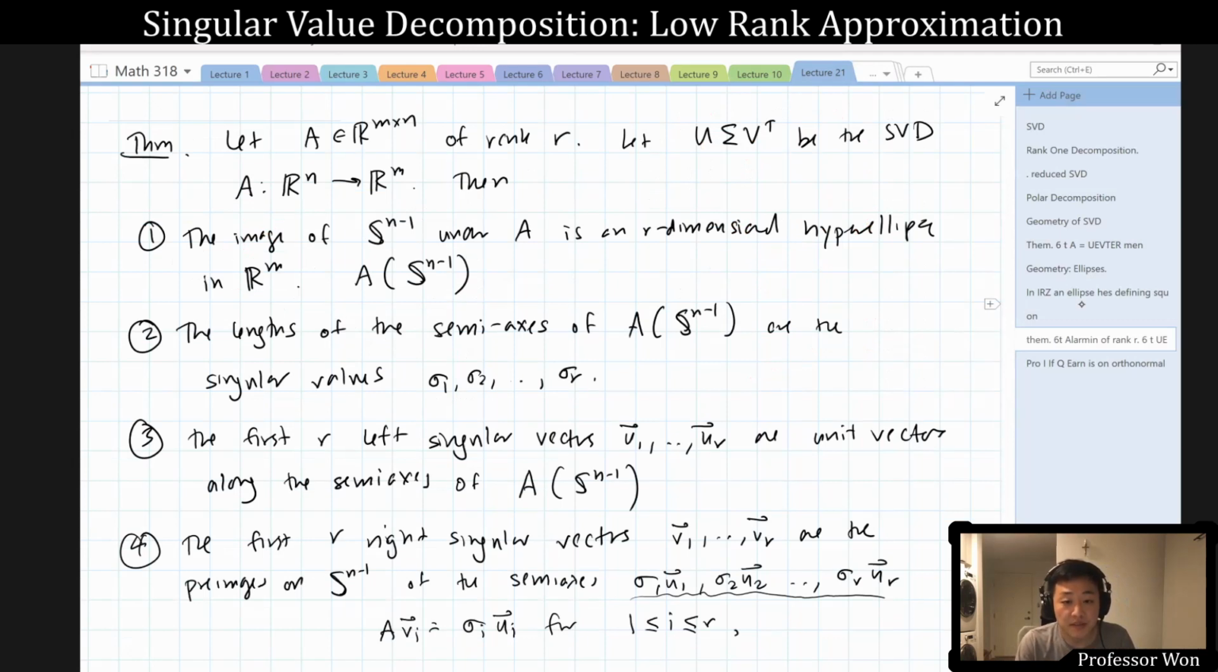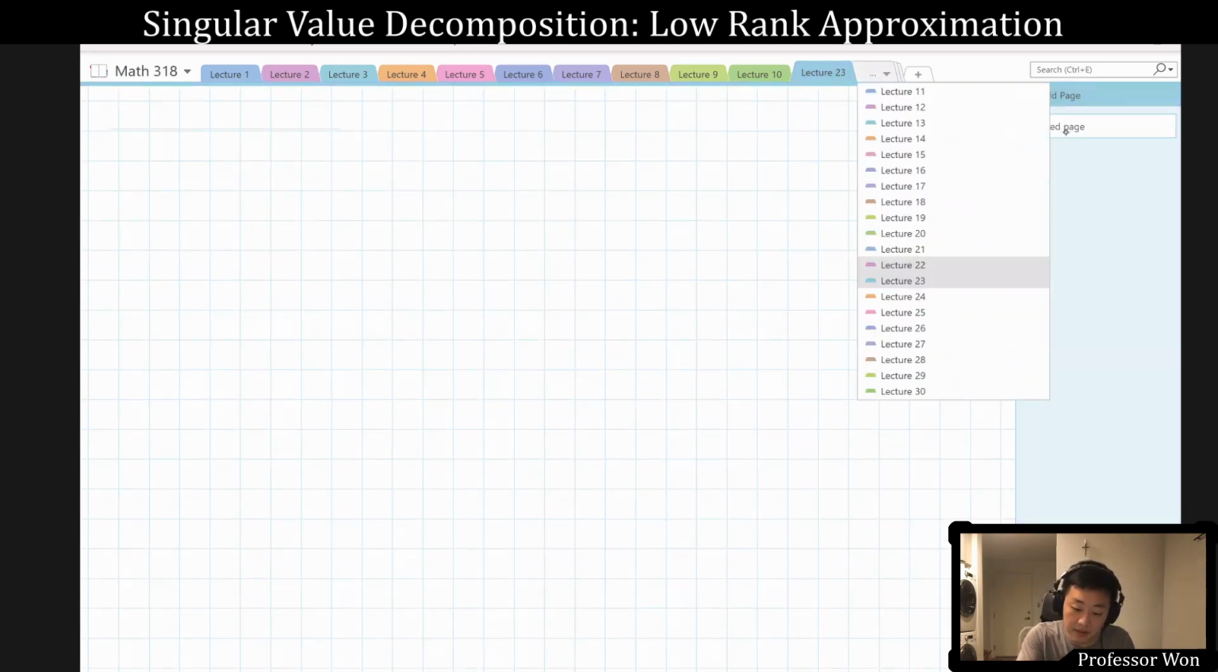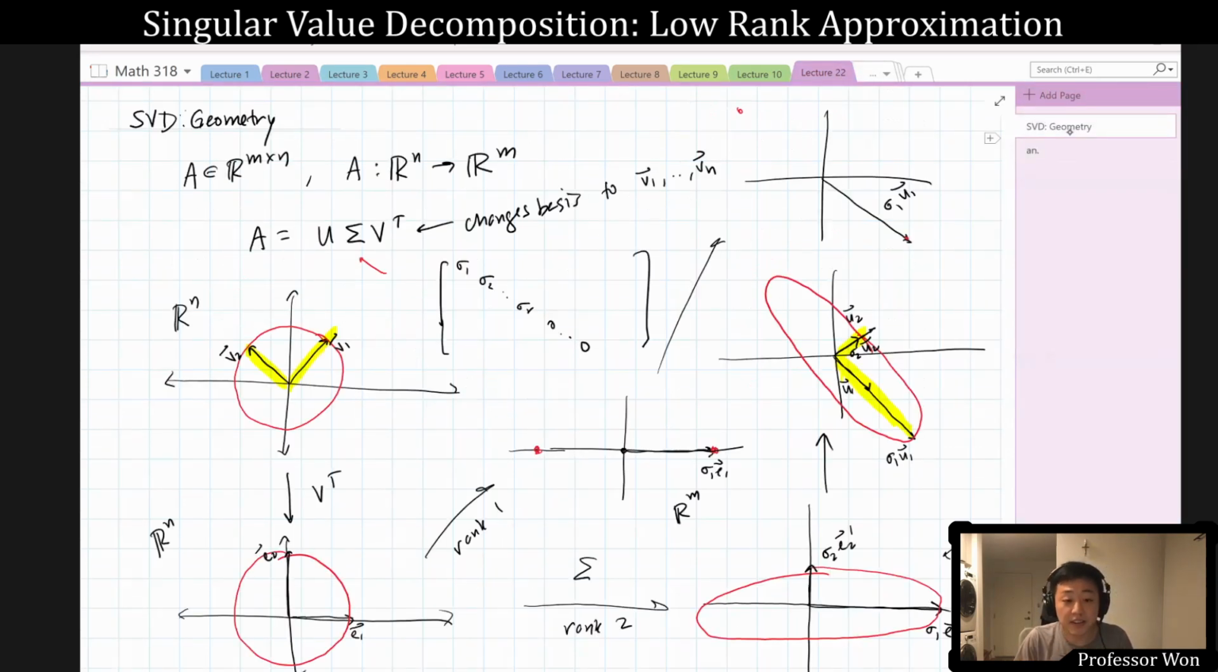Right, so the sphere maps to an r-dimensional hyperellipse in Rm. The lengths of the semi-axes are these singular values because of this picture here. Right, the point is this bottom linear transformation, you're setting the standard basis, and all you're doing is scaling in various directions, which will determine an ellipse. And so you're giving the various semi-axes of the ellipse, and the amount you scale ends up being the length of the semi-axis, right?